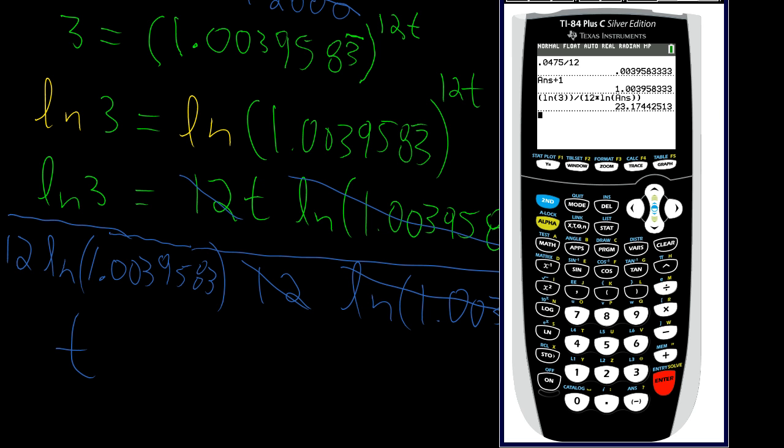And remember, this answer would be years. So 23.174 years. And now this is the only time we round. All right, so that seems a reasonable amount of time to triple your investment.